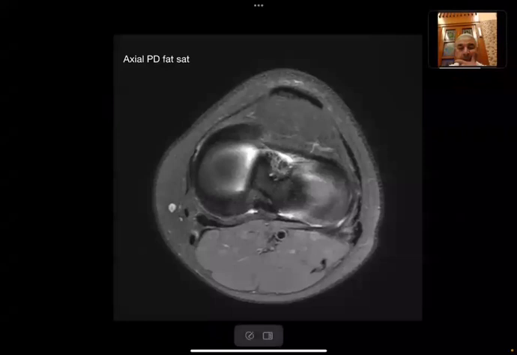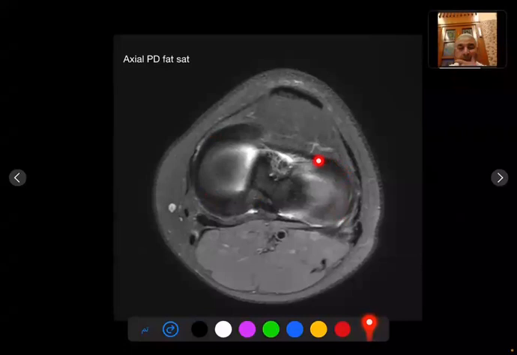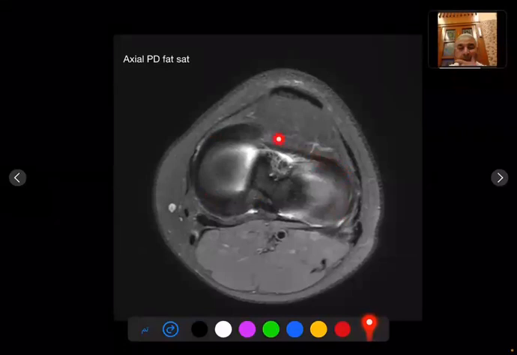And this is an axial proton density fast saturation image demonstrating the medial meniscus, which is the largest, and the lateral meniscus. And this is the anterior horn of the medial meniscus. And this is the transverse ligament, which is attached from the anterior horn of the medial meniscus to the anterior horn of the lateral meniscus.